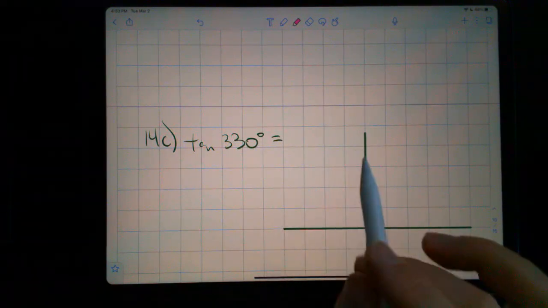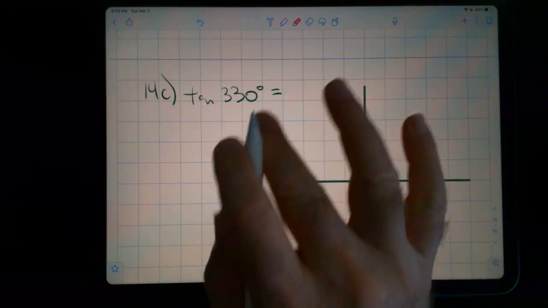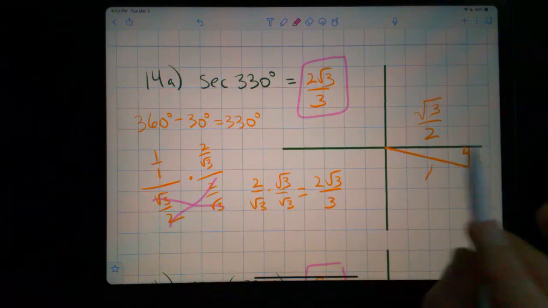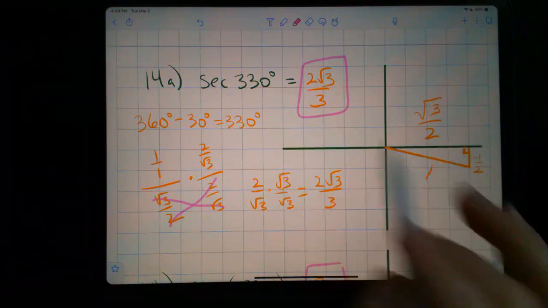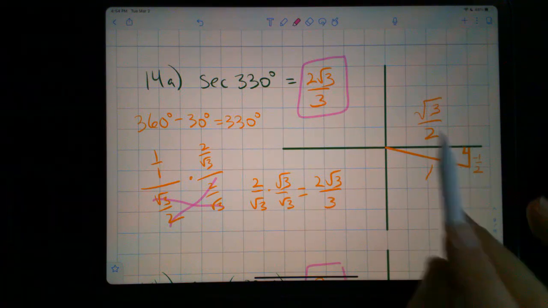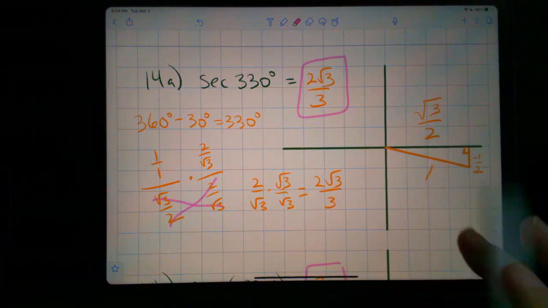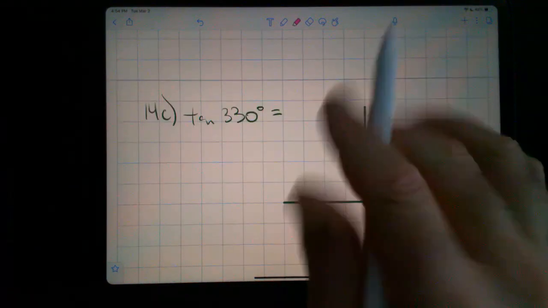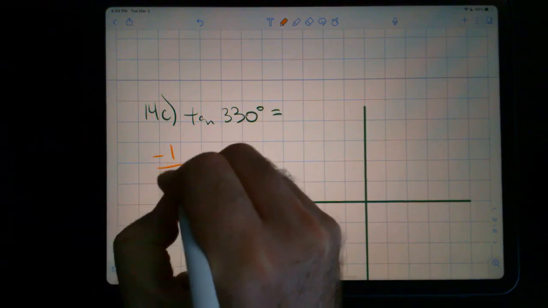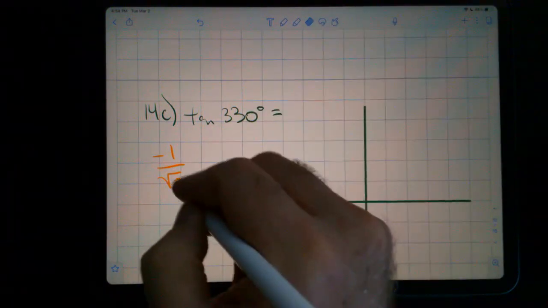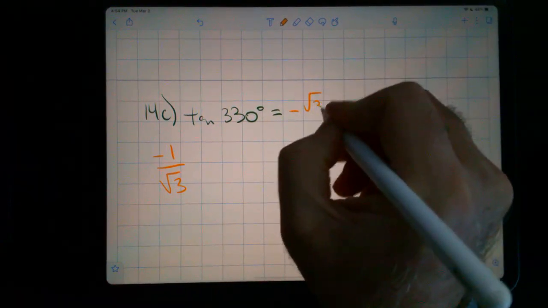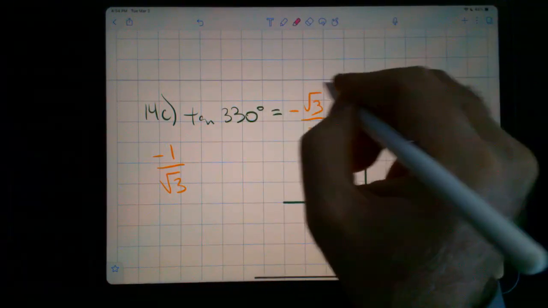(14c) tangent of 330. Okay, so tangent of 330 is going to be the tangent of this. This is 330. The tangent is your sine over cosine. The tangent is going to be negative 1 over radical 3. Rationalize the denominator, and you get negative radical 3 over 3.